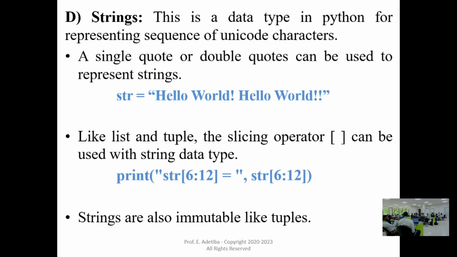Then we have strings, which we've been talking about all along. A string is a data type in Python for representing a sequence of Unicode characters. Single quotes or double quotes can be used to represent a string. So what this is saying is, in the examples we've been doing, instead of using double quotes, we could decide to use a single quote. Either is fine to represent a string.